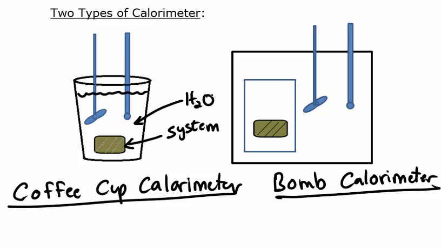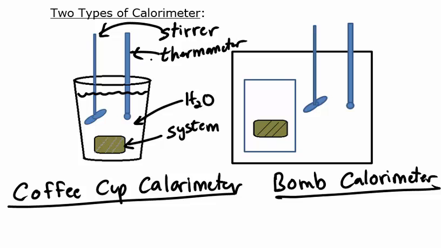All right, the other parts that we're going to need are something to stir up the water to keep the temperature similar throughout the water. So we put a stirrer in there to stir it up. And finally, we need to be able to measure changes in temperature, so we have a thermometer. All right, so now if the system, let's say the system was hot, and the system gave off heat, then the water temperature would go up, which we'd measure by the thermometer, all the while stirring it.